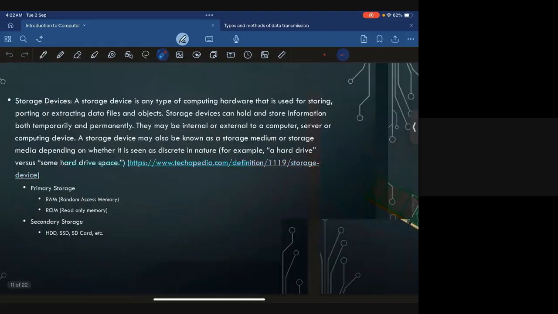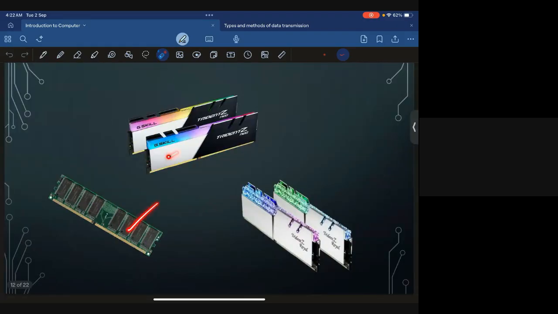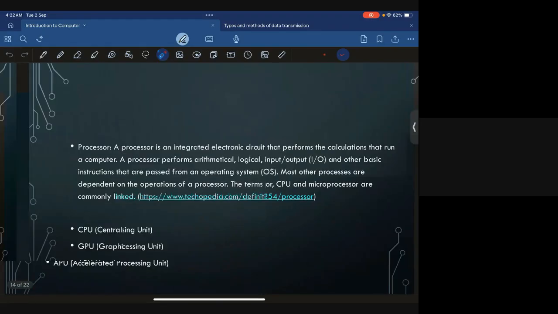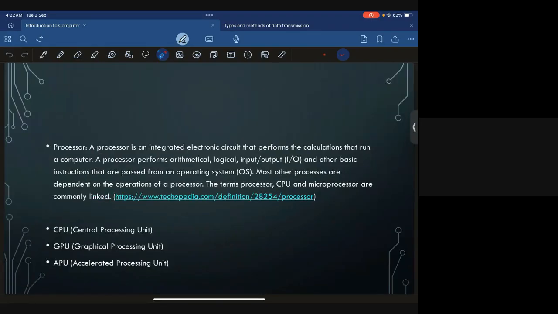Okay? The images you see in front of you are the RAM. We'll continue further on. Before we get to this diagram, we go through one more thing and then proceed further. The most important component in a computer is the processor.